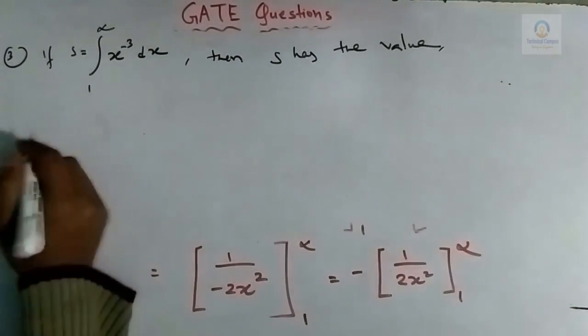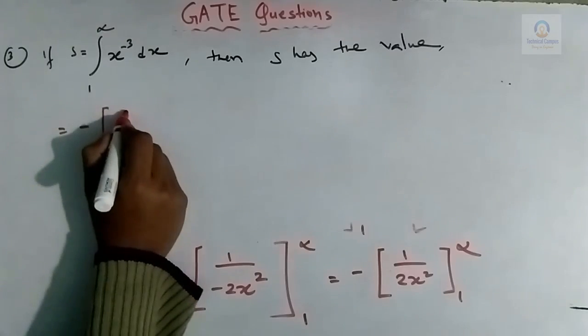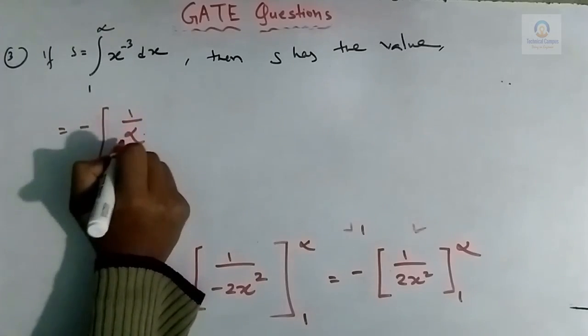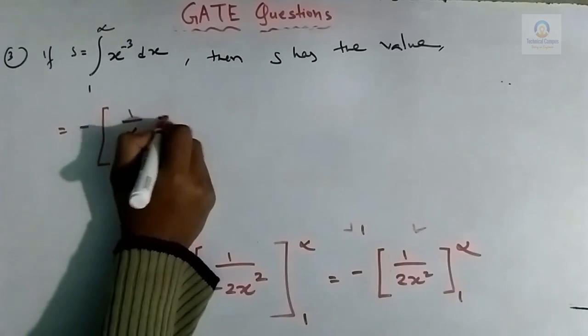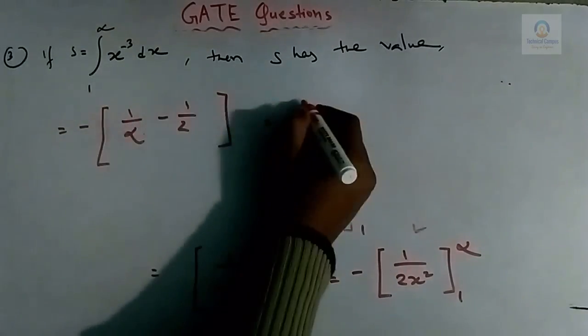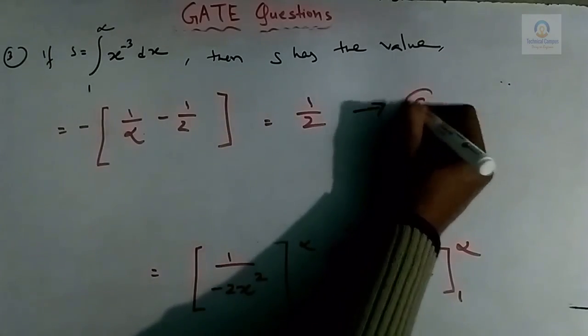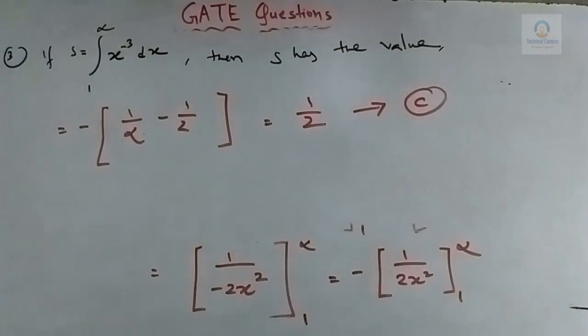Now if we apply the limit, it will be equal to minus, for upper limit it will be 1 by infinity, and for lower limit it will be minus 1 by 2. So this minus will be plus, so the answer is half. The correct option is option C. Okay, so let us solve some more questions of GATE, and then we will start our next topic.